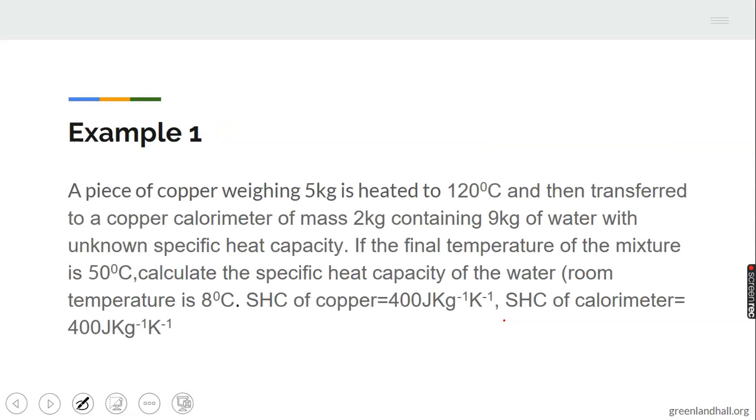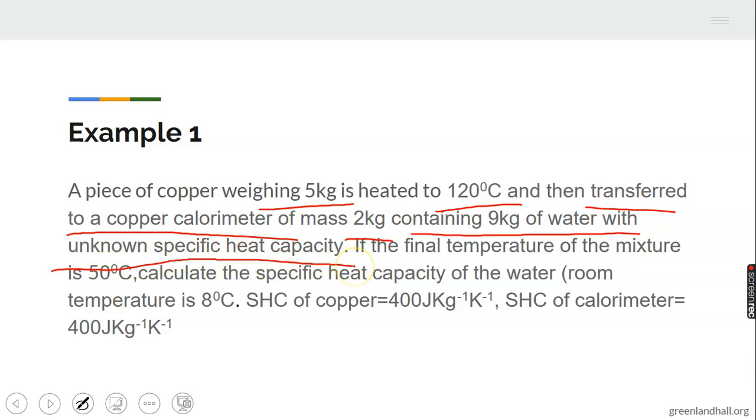A piece of copper weighing 5 kilograms is heated to 120 degrees Celsius, even above boiling point now, and then transferred into a copper calorimeter of mass 2 kilograms containing 9 kilograms of water with unknown specific heat capacity. If the final temperature of the mixture is 50 degrees Celsius, calculate the specific capacity of the water. You are given the room temperature of the water to be 8 degrees, the specific capacity of copper 400, and of the calorimeter 400 joules per kilogram per Kelvin.